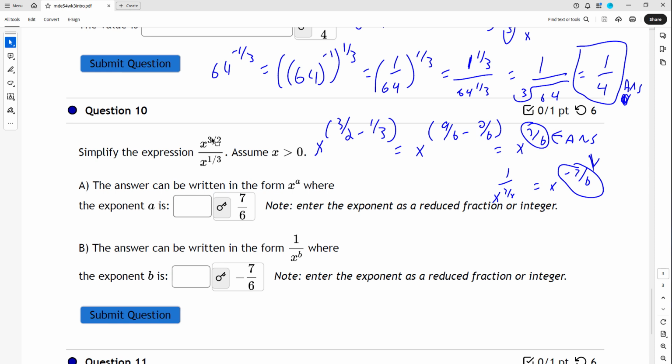Number 10, we have a division here, so we end up subtracting the exponents. So I have 3/2 minus 1/3. They have different denominators, so I'll give them both a common denominator of 6. So I have 9/6 minus 2/6, which gives me x raised to the 7/6 power, and it gives me this first one here.